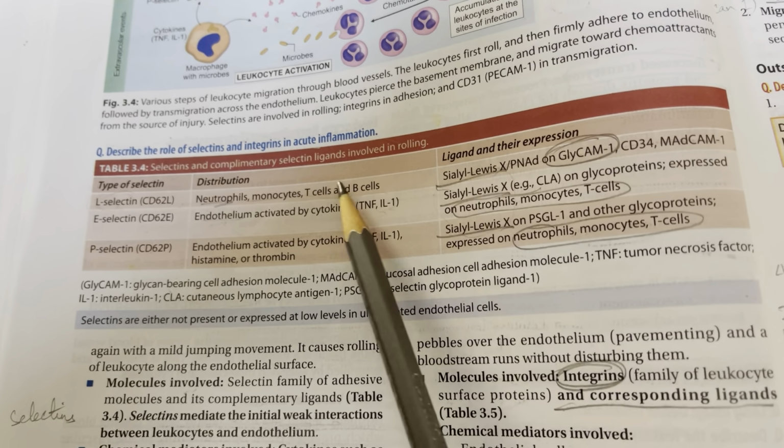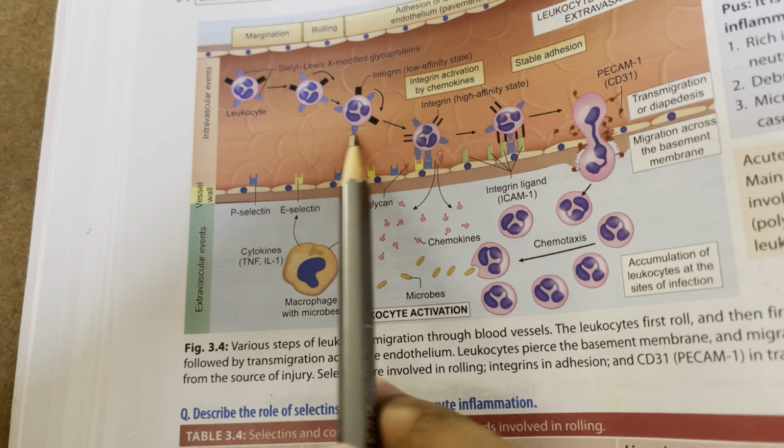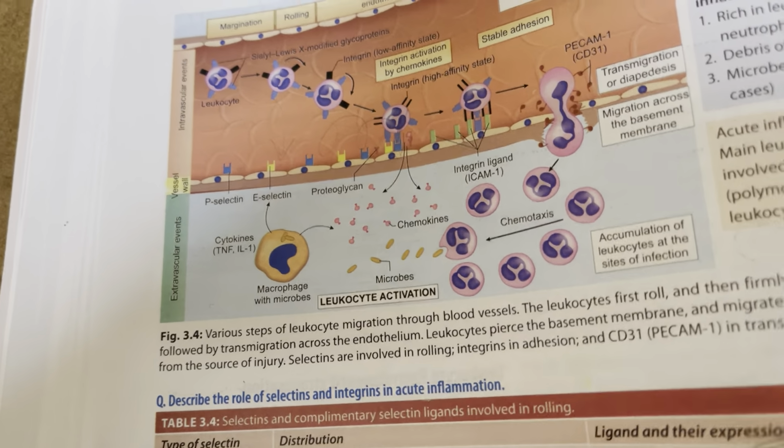Next, the molecules involved are integrins and their corresponding ligands. The chemical mediators involved are again TNF and IL-1. Drugs that block TNF and leukocyte recruitment are used for the treatment of chronic inflammatory diseases. Chemokines cause conversion of low affinity integrins on the leukocyte to a high affinity state, resulting in firm adhesion of the leukocytes to the endothelium. So first there is margination, then there is rolling, and then there is adhesion.